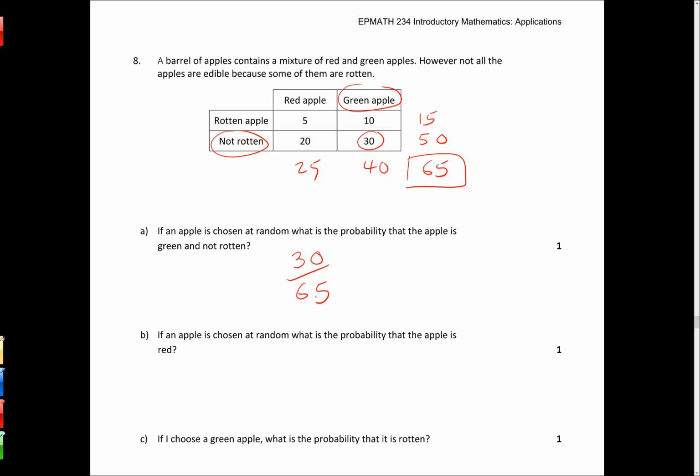Fine. 30 on 65 is a perfect answer, but I can say, well, how many 5s are in 30 and how many 5s are in 65. Doesn't matter which form of the answer you go for.